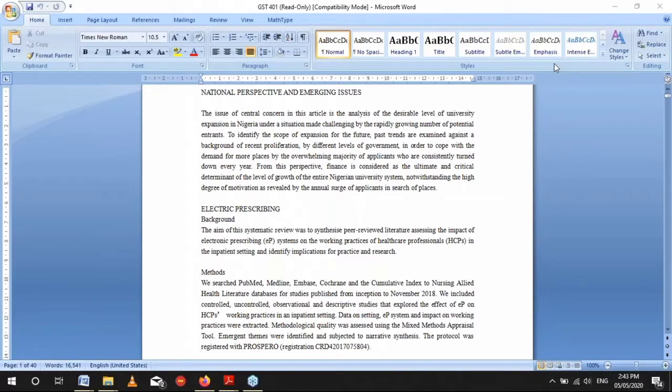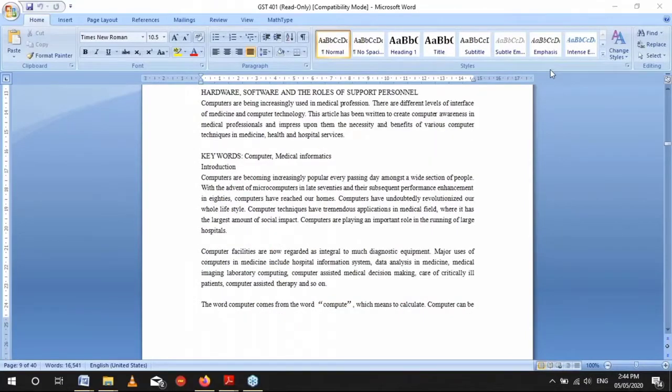You see, computers are becoming increasingly popular every passing day amongst a wide section of people. Now, we will need to know the uses of a computer. And before we go into knowing the uses, I think we need to know what computer means.